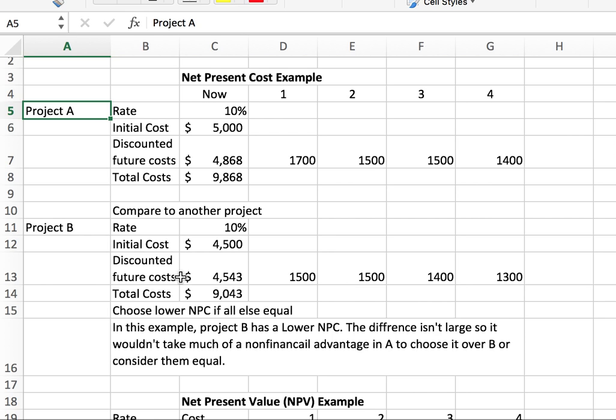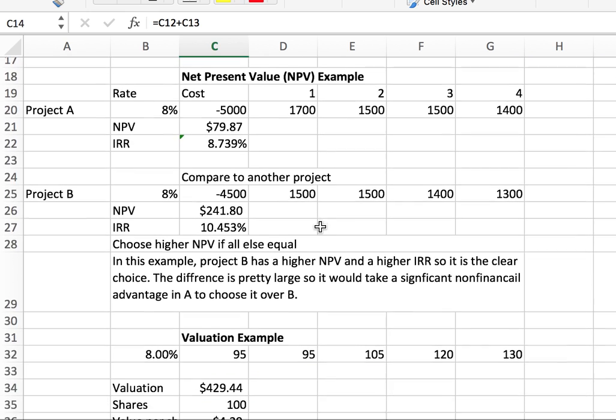Now remember, we have to do the math because the math tells us whether the two projects are wildly different. But once the math comes out, and if they're fairly close, other factors can influence our decision. So in this case, I think $800 on a $9,000 item is fairly close. I would tend to want to save the $800, but not guaranteed. That's net present cost. Now let's go to net present value.